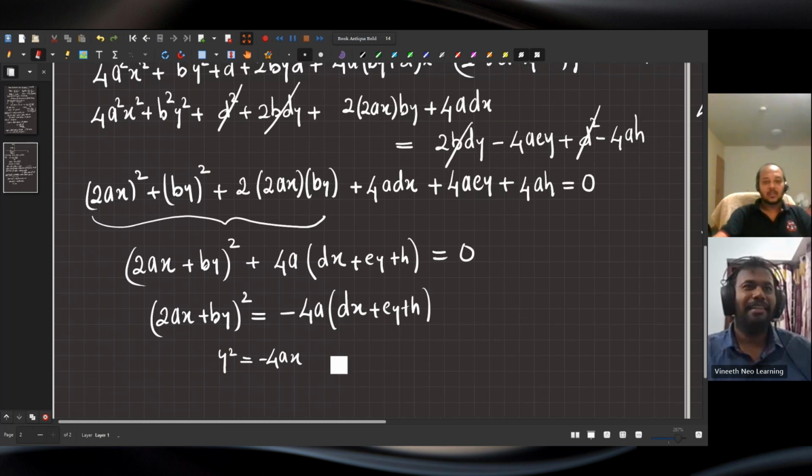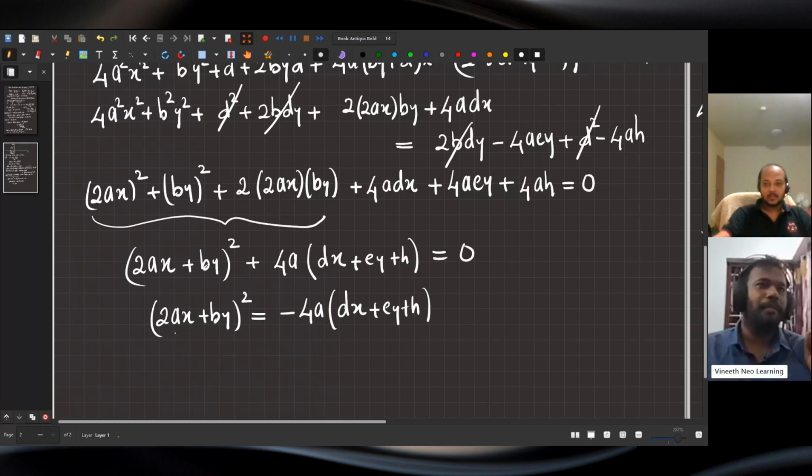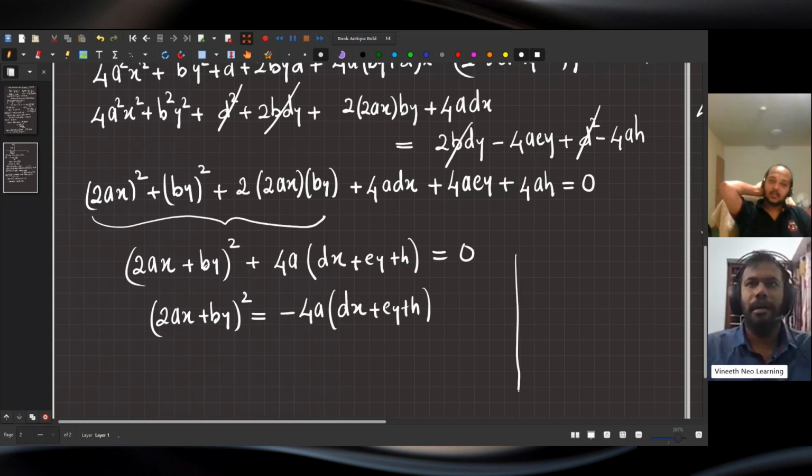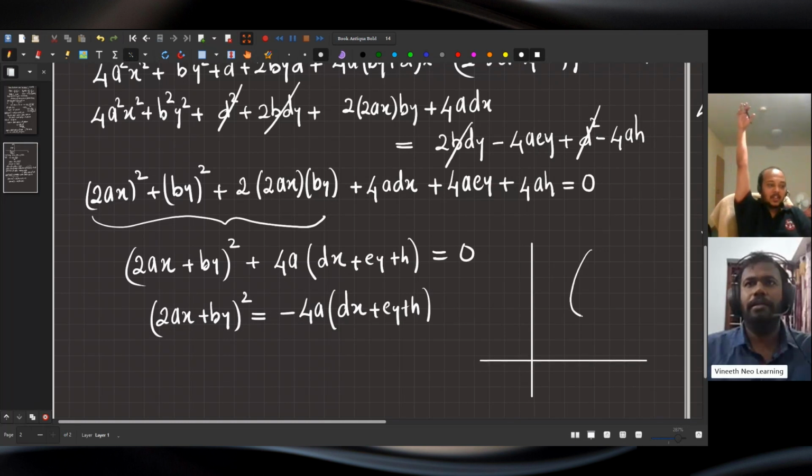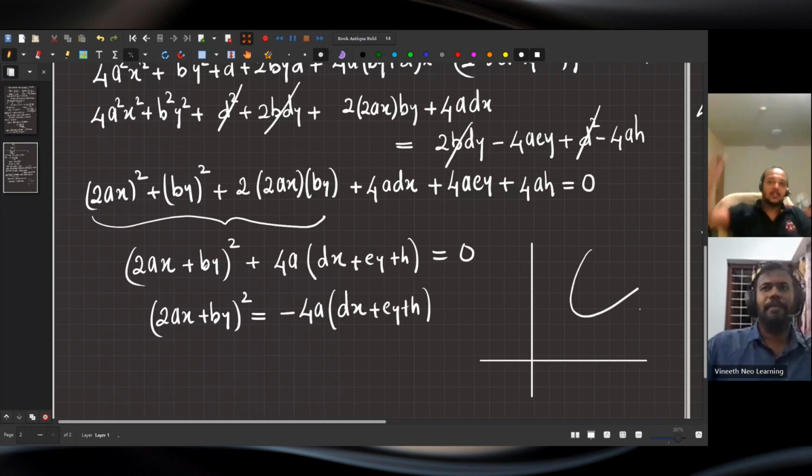So you are calling 2ax plus by as y? No, I'm not calling it y. It just looks like this form. It's a parabola. But here we have both x and y terms combined. That is because this is a general equation of a parabola, meaning the parabola can be somewhere in space, not centered around anything.